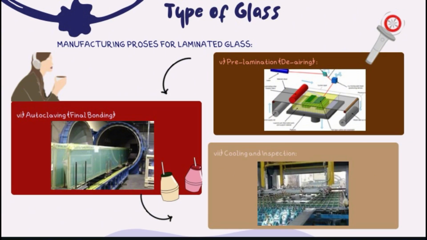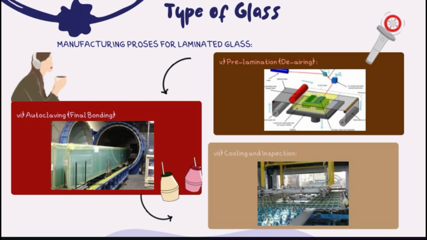Fourth, heating and autoclaving. The glass is placed in an autoclave, a high pressure oven. It is heated to around 113 degrees Celsius to 145 degrees Celsius with high pressure. This bonds the glass and PVB completely and removes any remaining air.